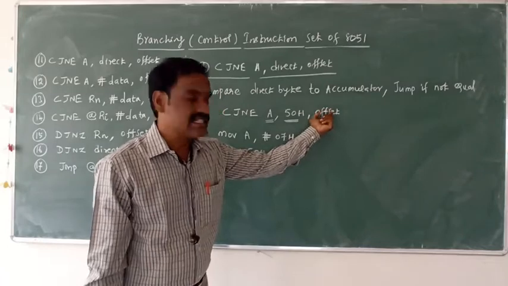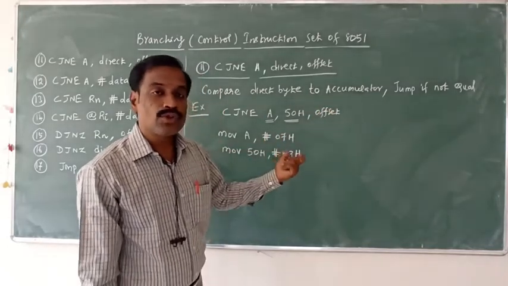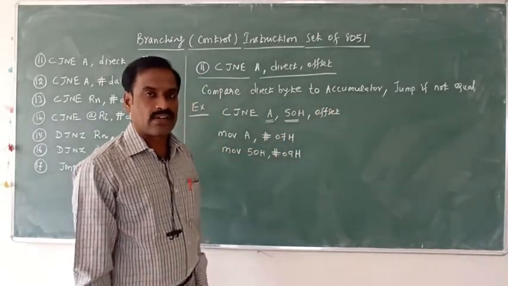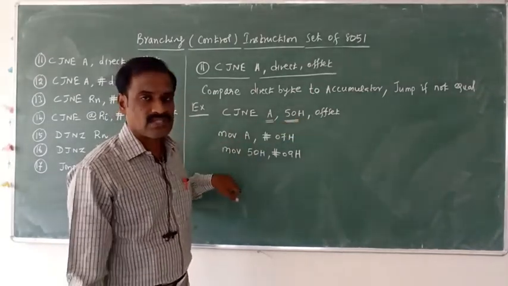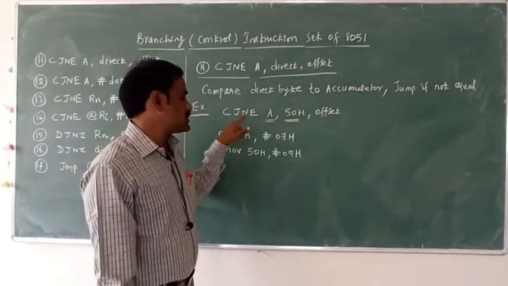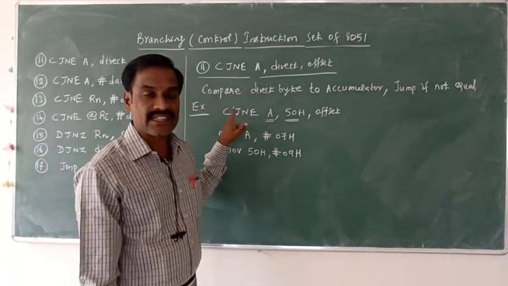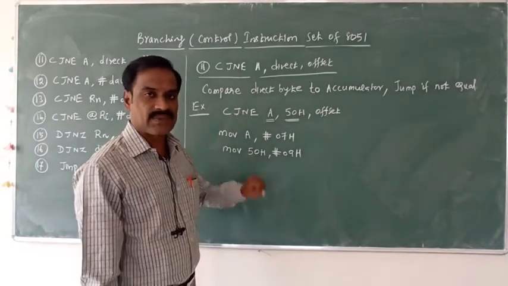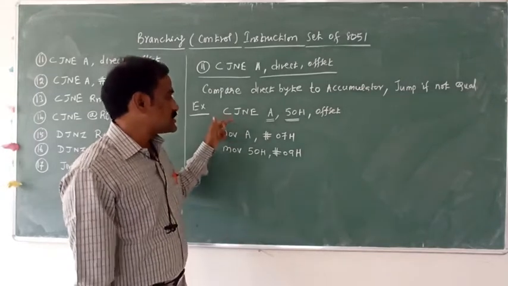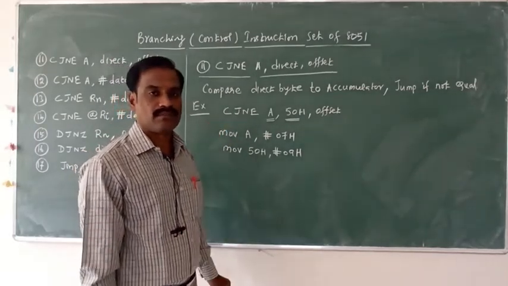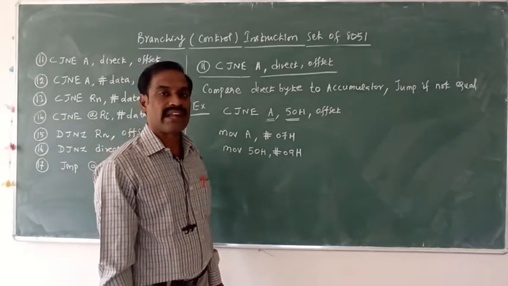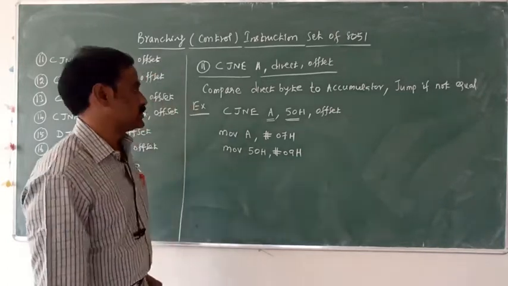Now this address will be moved to the program counter. Now the program counter will execute that particular memory address location data. Suppose this condition is unsatisfied. Now it will execute the next memory address location of the program. Next memory address location data will be executed.